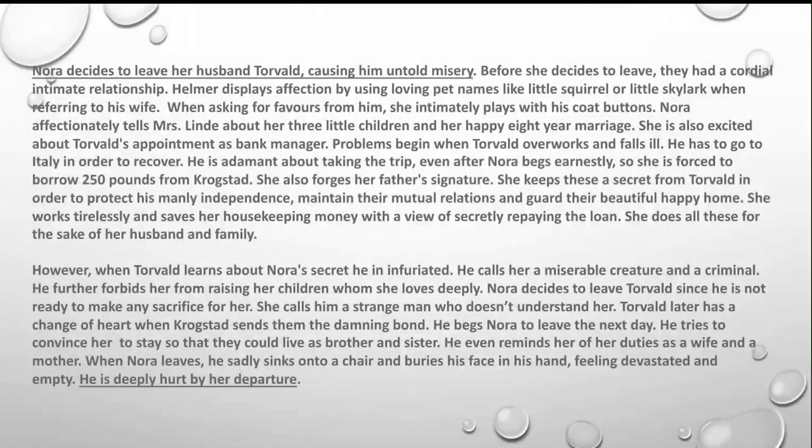Torvald later has a change of heart when Krogstad sends them the damning bond. He begs Nora to leave the next day. He tries to convince her to stay so that they could live as brother and sister. He even reminds her of her duties as a wife and a mother. When Nora leaves, he sadly sinks into a chair and buries his face in his hand, feeling devastated and empty. He is deeply hurt by her departure.